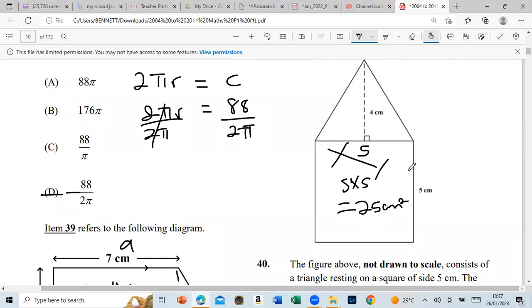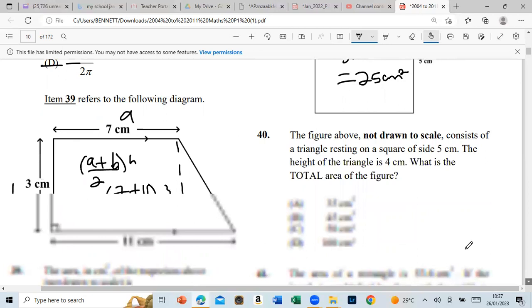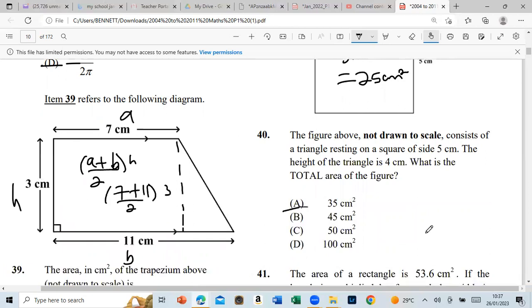Alright, let's just find the area of this triangle, which is 4 times 5, divided by 2. So that's 20 divided by 2, which is 10. So now we have 10 plus 25, that should give us 35. So when we add them, we get 35. So our answer would be 35 centimeters square.